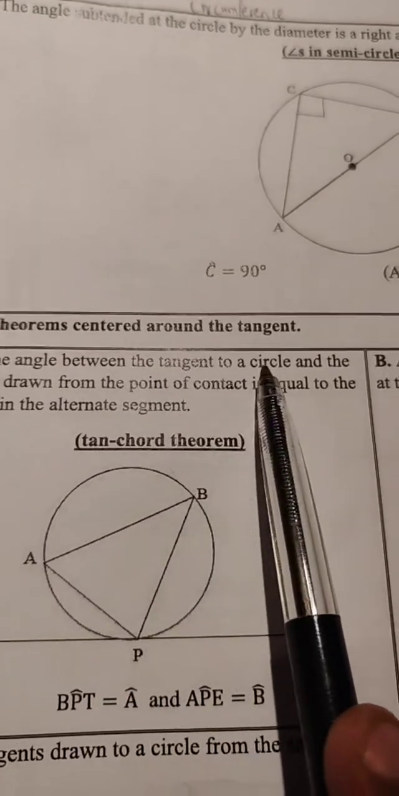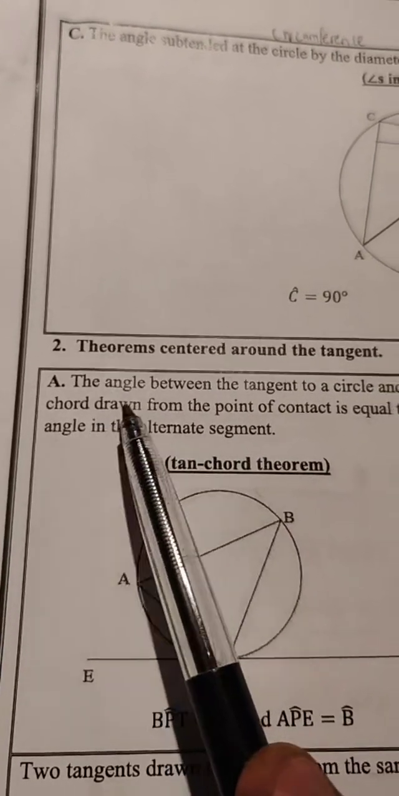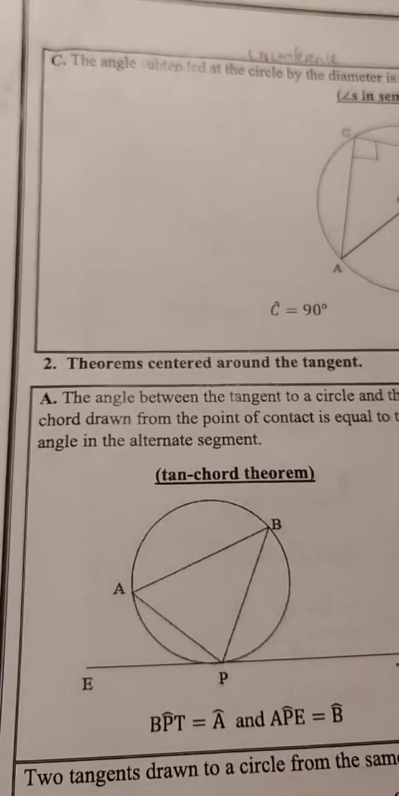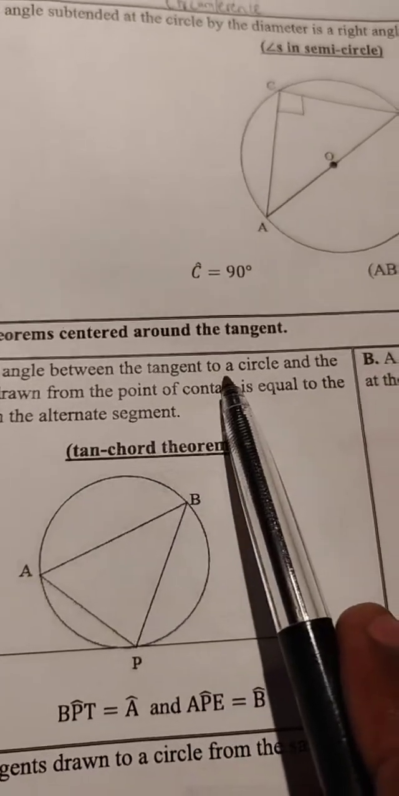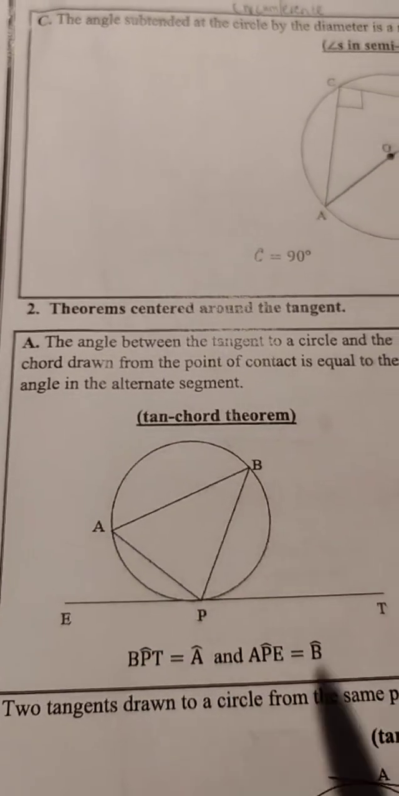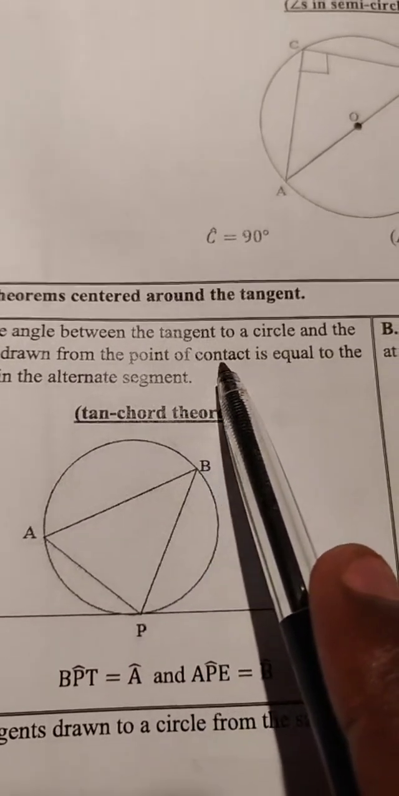The angle between the tangent to a circle and the chord drawn from the point of contact. Guys, the angle, this angle between the tangent and the chord, this angle. So on this side we are talking about this angle, on this side we are talking about this angle.